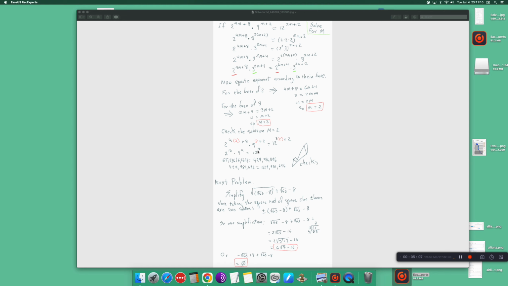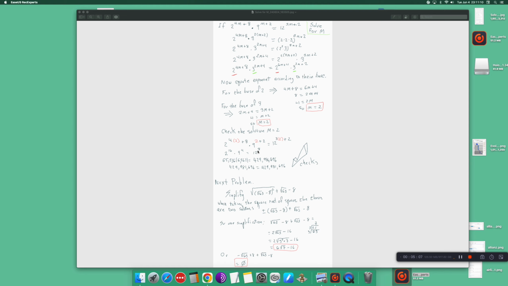And again, if you take 2m plus 4 equals 3m plus 2, what you're going to do is subtract 2m from both sides, so that I got 4 equals m plus 2, and then I subtracted 2 again. There again, we got m equals 2. So now let's check the solutions.